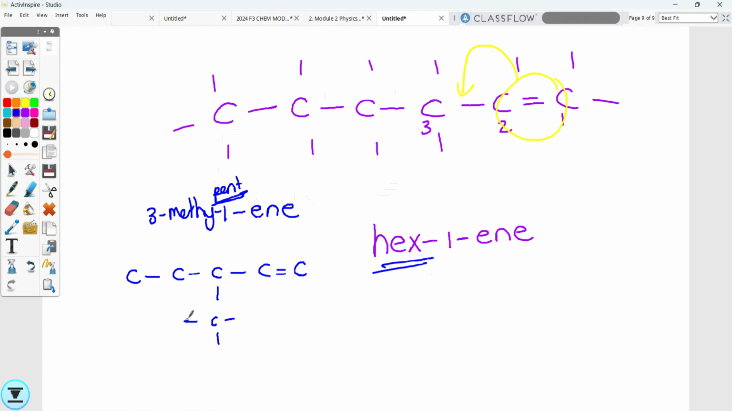It could be a combination of the two, but just make sure that if they say positional isomer, the number must change. If they say chain isomer, the base name must have a different number of carbons. Positional is when the functional group moves. So that number must be different.